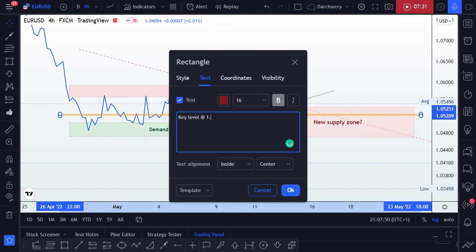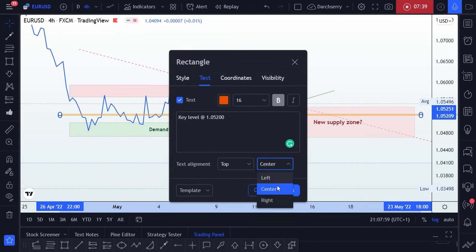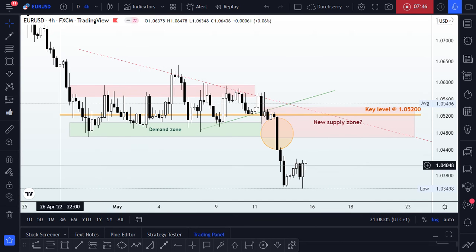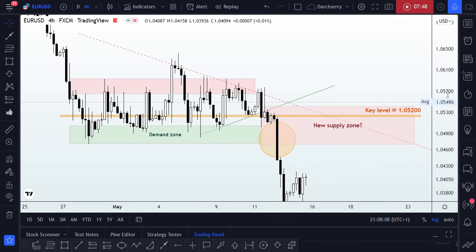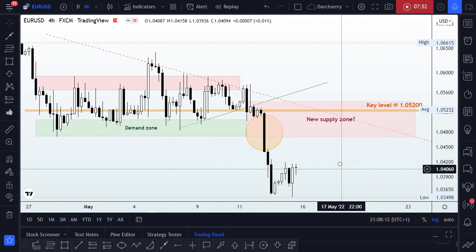at 1.05200, which is also a very strong psychological level. We will be having something like this. Allow me to put this on the right hand side. Okay, so we'll be having something like this. So let's go back to our candlestick chart rather. So we have the key level right around that area.